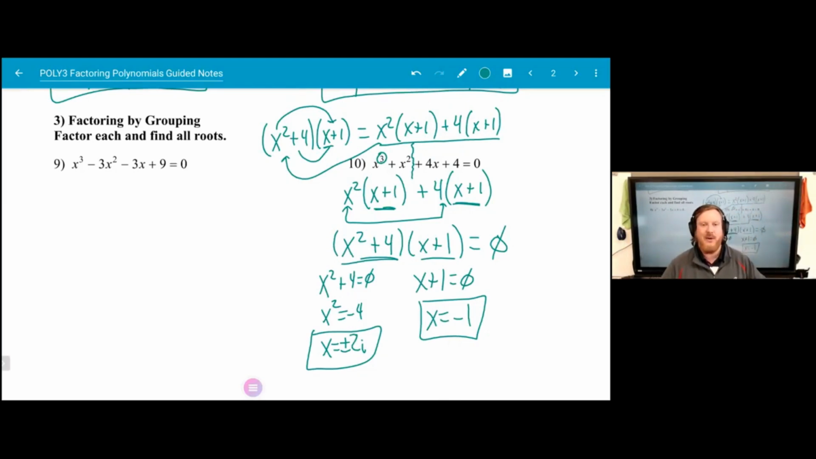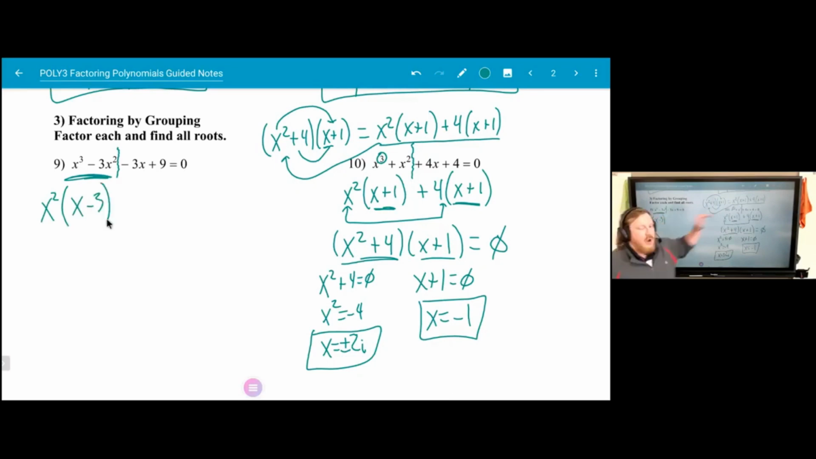Okay, let's try this one more time. We're going to come back to number 9 now. I'm going to separate the first 2 terms and the second 2 terms and look at them independently. I'm going to look at x cubed minus 3x squared first. I see that they both have a greatest common factor of x squared. So this becomes x squared times x minus 3.